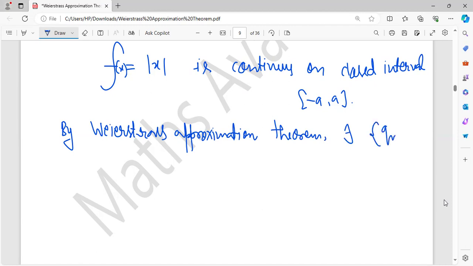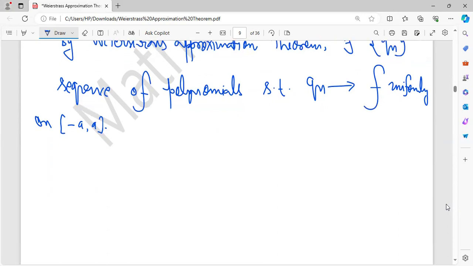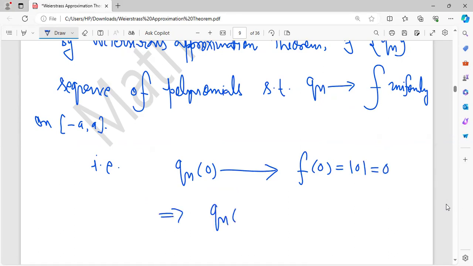There exists a sequence Q_n of polynomials such that Q_n converges to f uniformly on [-a, a]. Since Q_n converges uniformly to f, it also converges pointwise. Then this will converge to f(0), but f(0) is |0|, that is 0. It means Q_n(0) tends to 0.